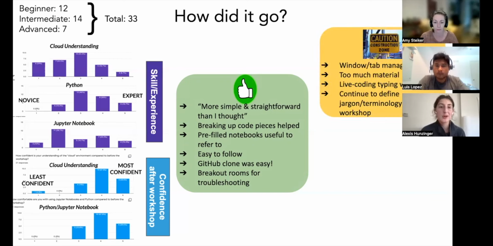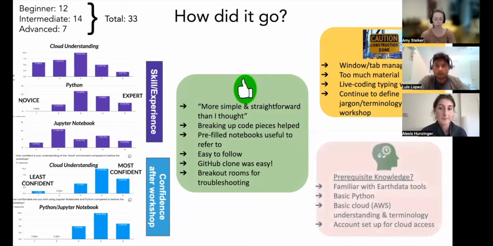Some complaints, or things we can improve on with any workshop, especially if it's virtual: window and tab management was a big issue, which I'm not sure what the solution is on that. But other things that we could fix are limiting the amount of material we teach, slowing down on the typing with the live coding, because it is hard to keep up when you're looking at many different screens, and then doing a better job of getting that jargon and terminology defined and continuing to define it as the workshop goes on.